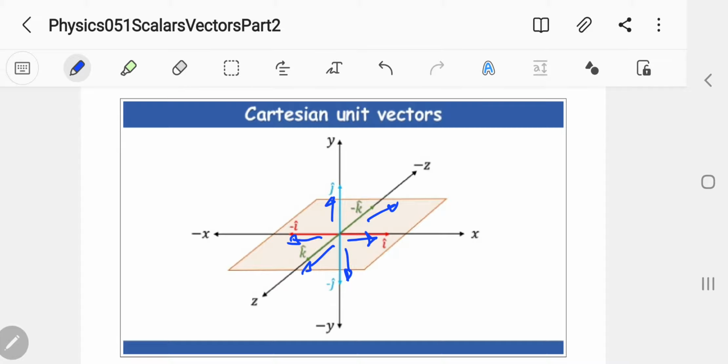So you can use the direction, if you say 3i, this means that you're on the positive axis, 3 units from x equal to 0. So if you have negative 3i, this is also equal to 3 times negative i. This means that you are on the negative x-axis. The same goes true for j and k.